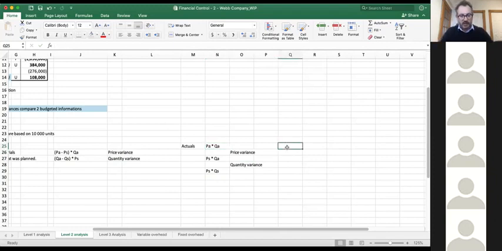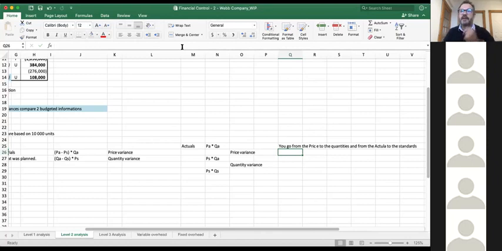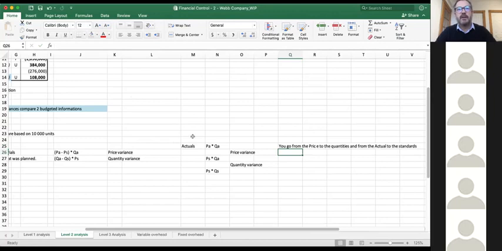What I say usually is that you go from the price to the quantities and from the actuals to the standards. If you remember this sentence, let me say it again. You go from the price to the quantity and from the actual to the standards. You don't need to remember anything else. It's finished. You go from the price to the quantity, actual to the standards.